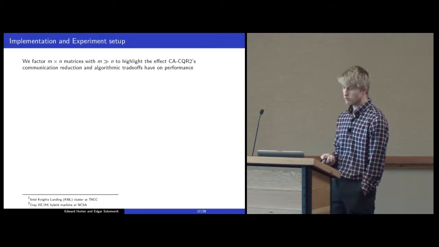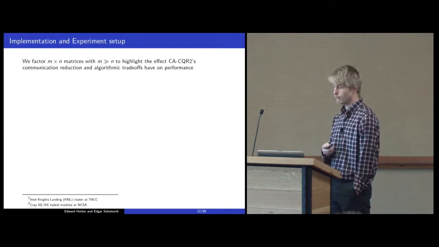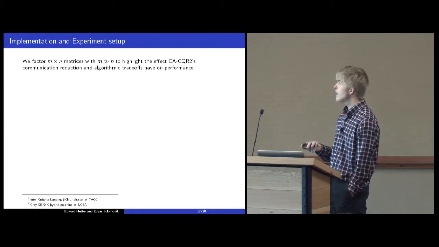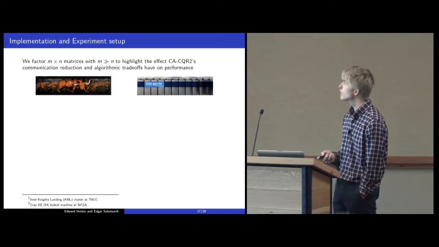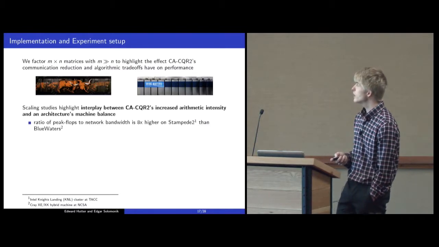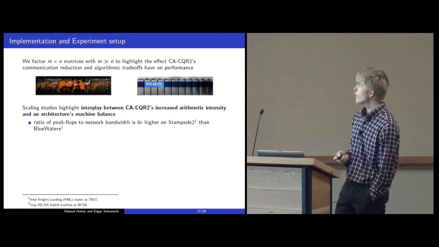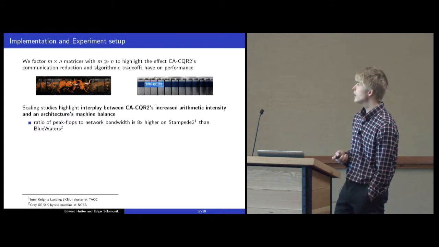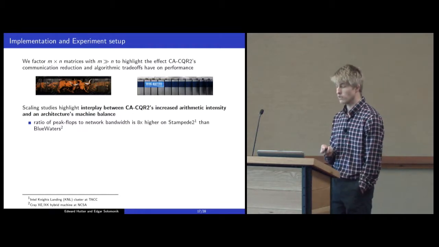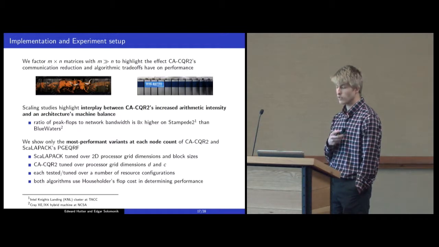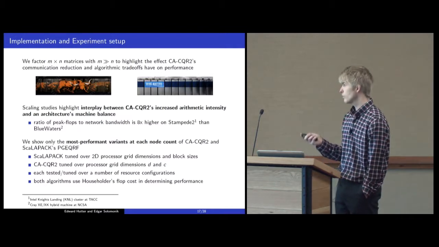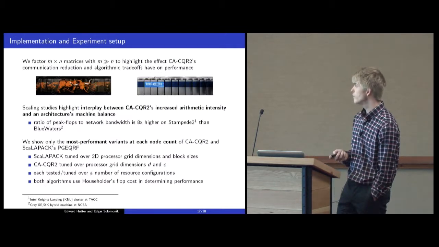And so we factor m by n matrices with a variety of m and n to show the performance. And so we test on Stampede2 and Blue Waters, and we want to look at how our algorithm's increased arithmetic intensity affects performance on these different architectures with different machine balances. And so we choose the most performant variants at each node count. We tune over a ton of different processor grids on ScaLAPACK and block sizes, as well as our own parameters of D and C in our algorithm.